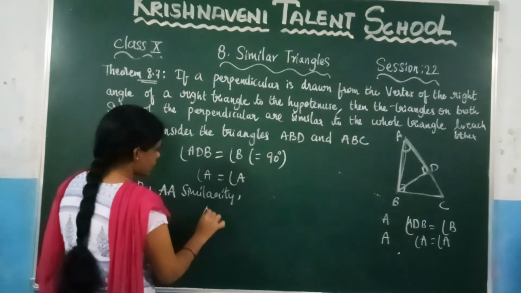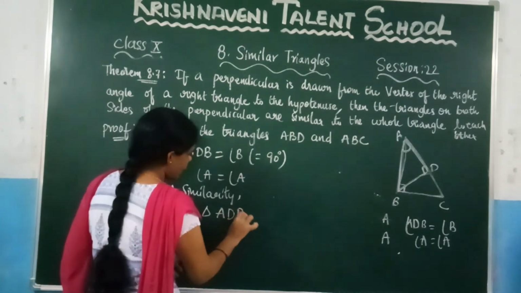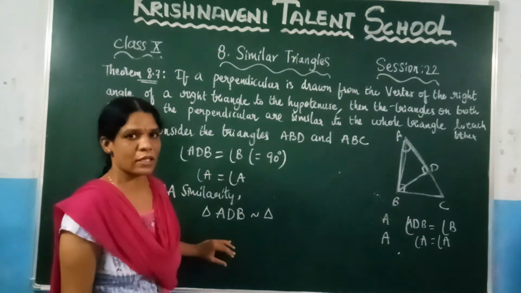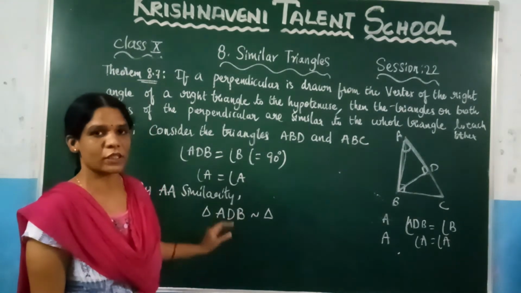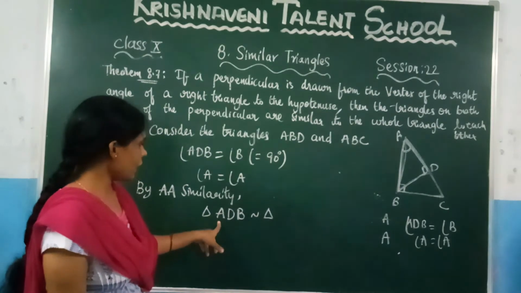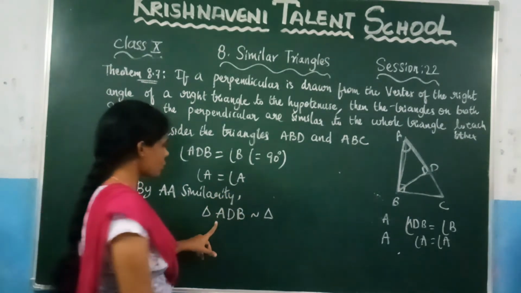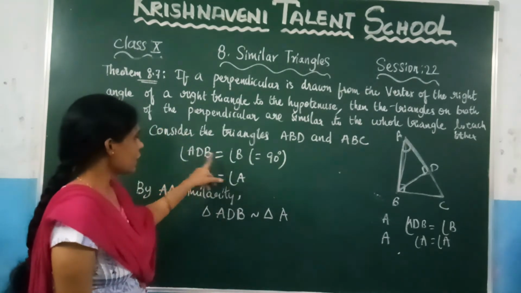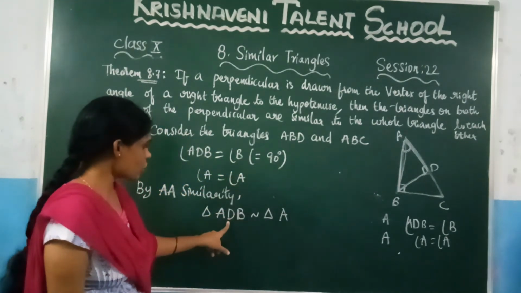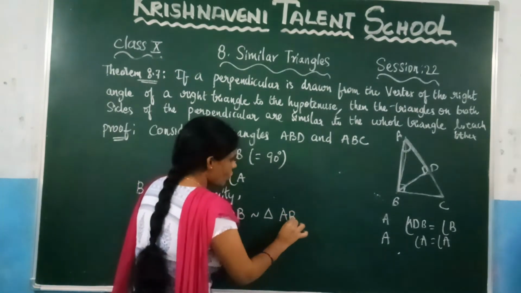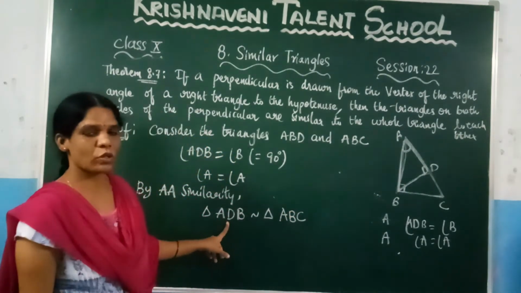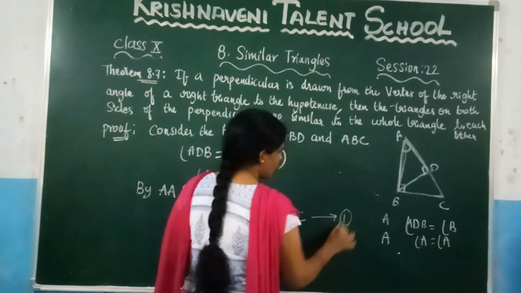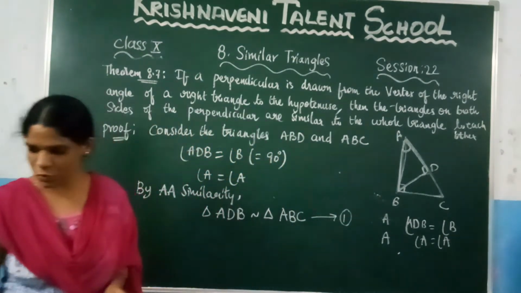What are those triangles? Triangle ADB is similar to triangle. While writing the similarity, you need to check which angle is equal to which angle, so that you can keep it here. Angle A is equal to angle A. So in place of A, you need to write it here A. And similarly here, angle D is equal to angle B. So in place of D, you can write it here B. What is left out here, which is C. So we got it here, these two triangles are similar. So let us write this one as equation 1. Now what we need to prove here?